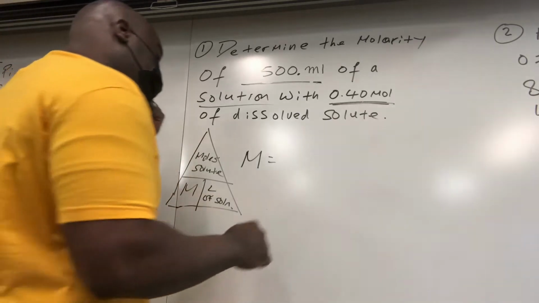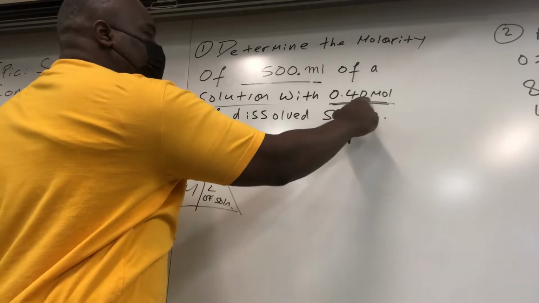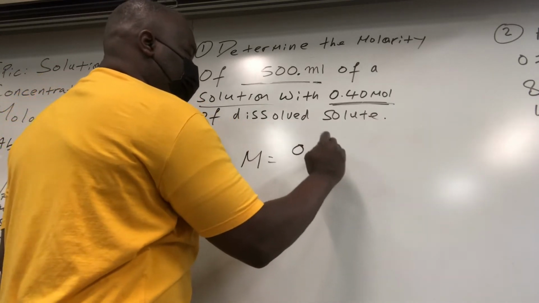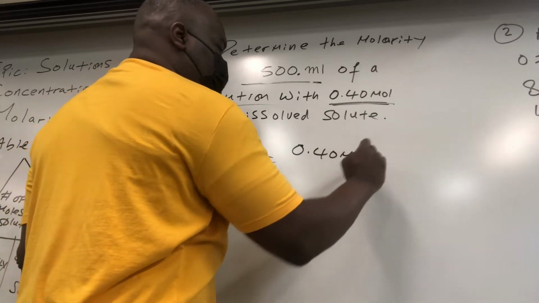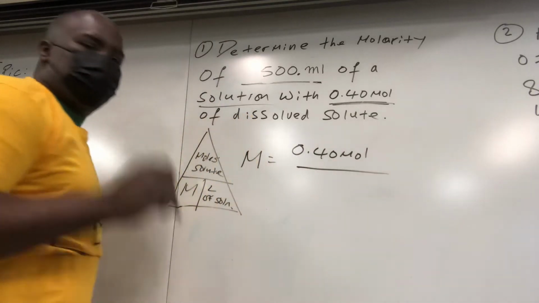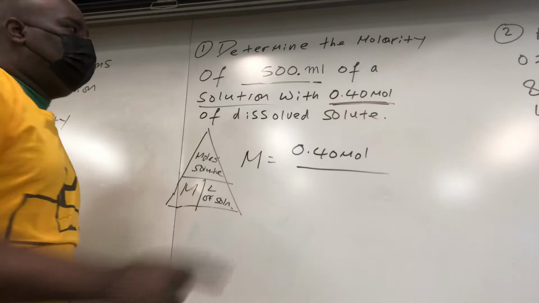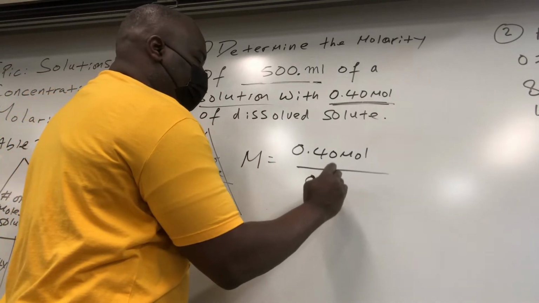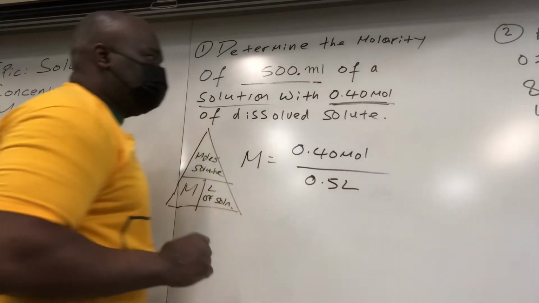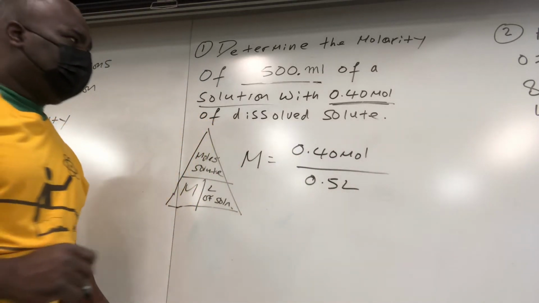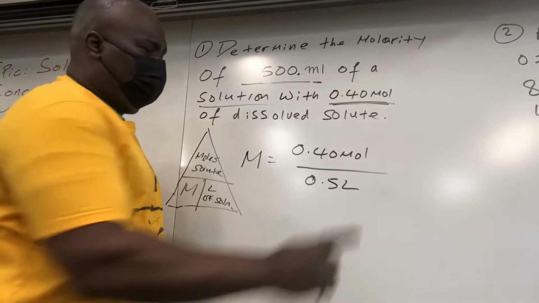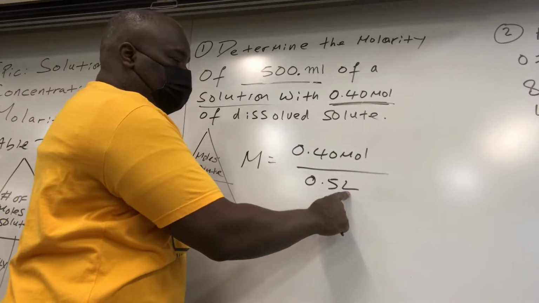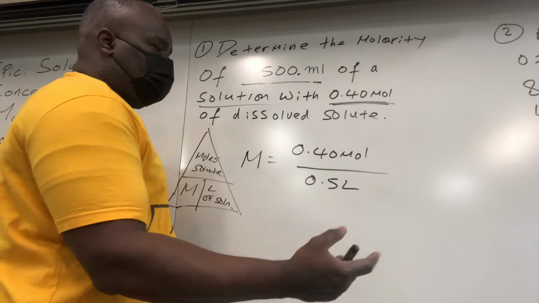So we established that the moles of solute go on top. You put 0.4 moles on top right there, and we're going to divide that by what? Not the 500 mLs, but by 0.5 liters. So once again, if they're giving you mLs, convert to liters.